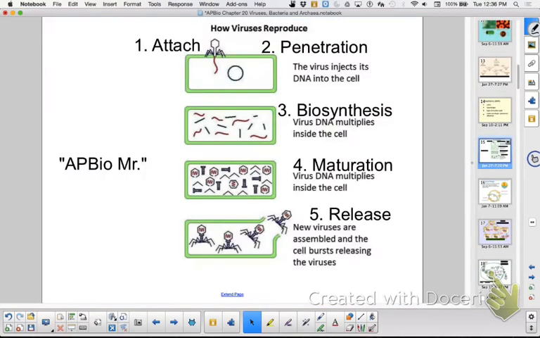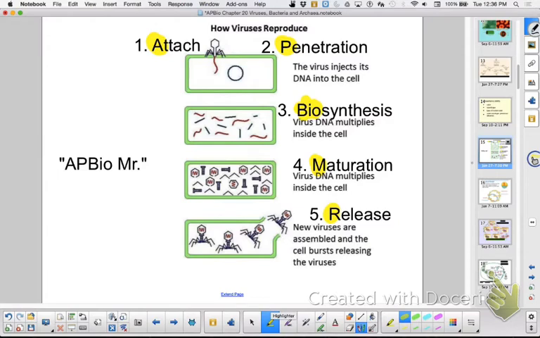Remember APBio, mister? Turn to somebody next to you, and without looking at the screen if you can, try to remember the stages of reproduction. Ping pong back and forth without even looking. Okay, so the way we remembered it was APBio, mister. And there's some variation on that theme.